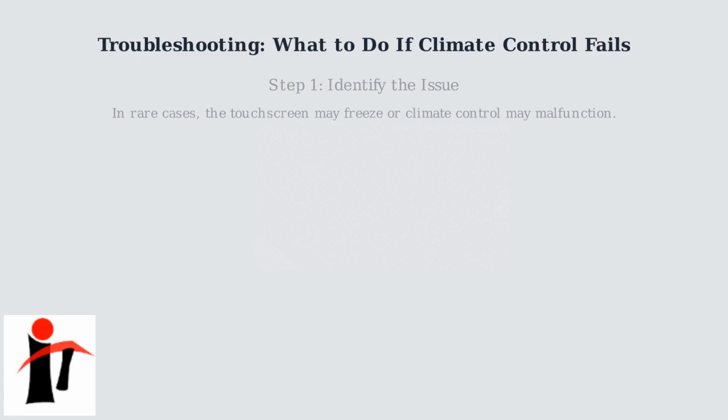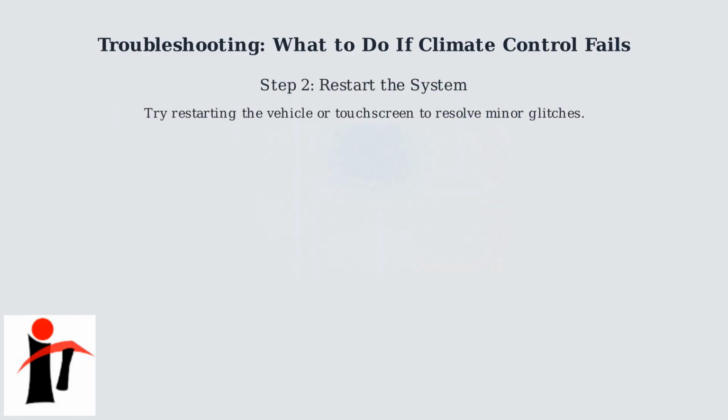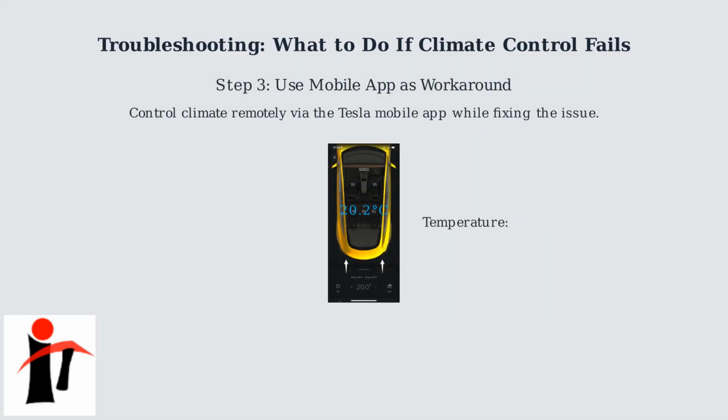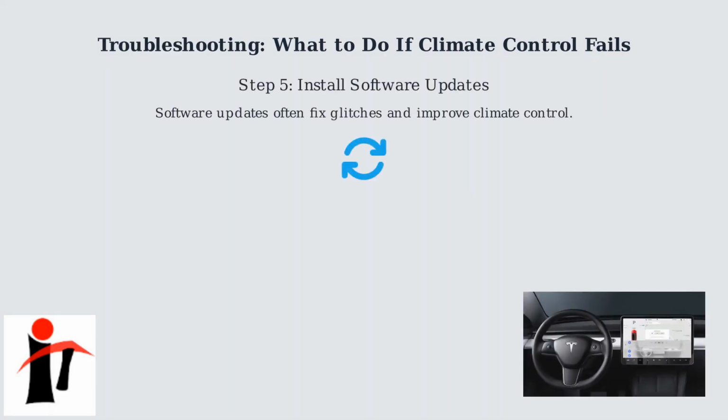In rare cases, the Tesla touchscreen may freeze or the climate control system may malfunction. If this occurs, first try restarting the system by turning the vehicle off and on again. In the meantime, use the mobile app to control the climate remotely as a workaround. Check Tesla forums for common issues and solutions, or contact Tesla support for assistance. Finally, software updates frequently address and resolve minor glitches.